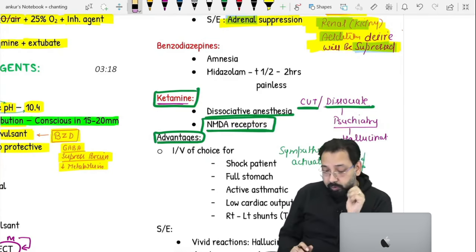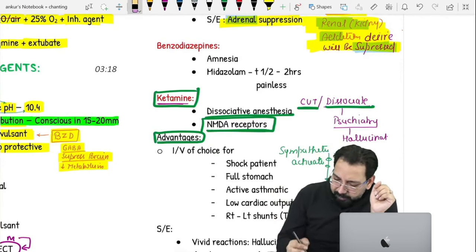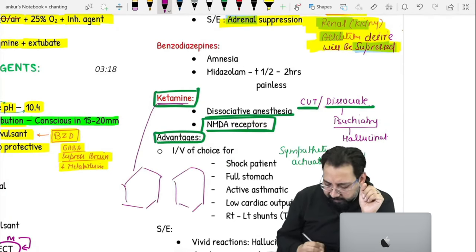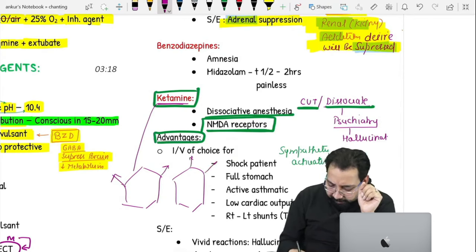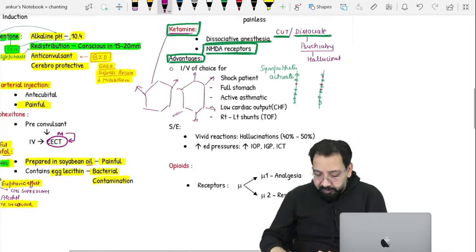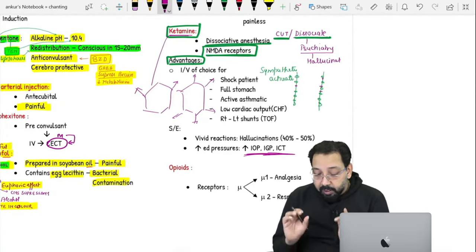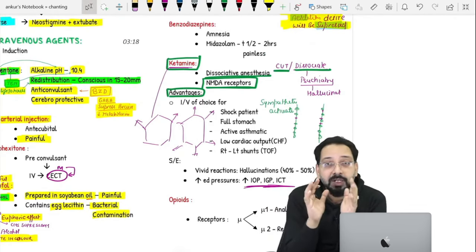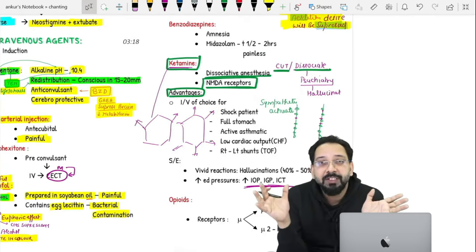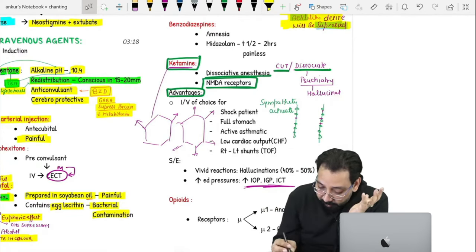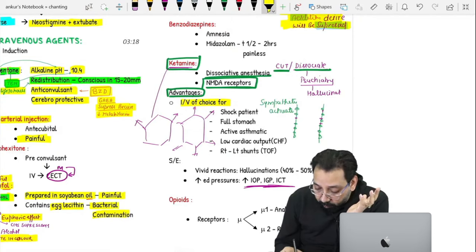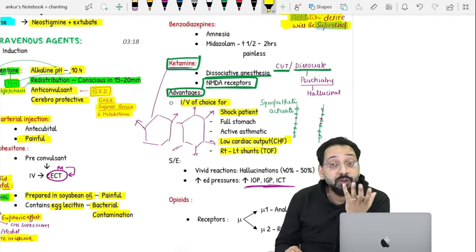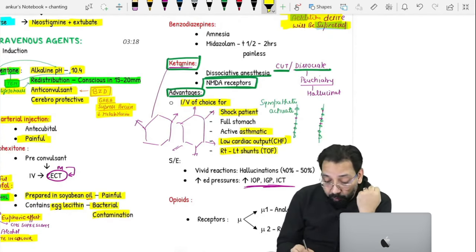So for sympathomimetic activity, I usually remember it like this. If you see the chemical structure, you will find that it is phencyclidine-like, and I usually say everything is increased. Intraocular pressure is increased, intracranial tension, BP is increased, and bronchodilation occurs. So ketamine has sympathomimetic activity. It is the intravenous anesthetic of choice for shock patients and low cardiac output patients because of sympathomimetic activity, for right to left shunt, tetralogy of Fallot, and asthmatic patients. You can give ketamine.